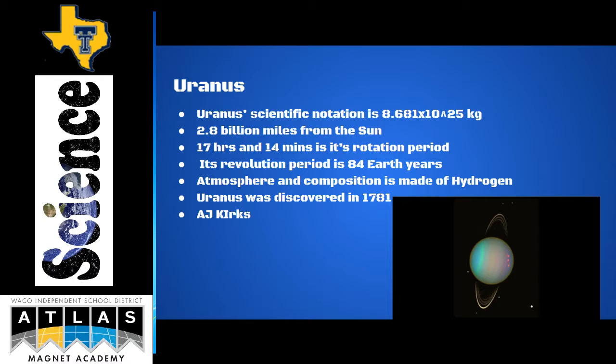Uranus' mass in scientific notation is 8.681 times 10 to the 25th kilograms. It is 2.8 billion miles from the Sun. Its rotation period is 17 hours and 14 minutes. Its revolution period is 84 Earth years. Its atmosphere and composition is made of hydrogen. And Uranus was discovered in 1781.